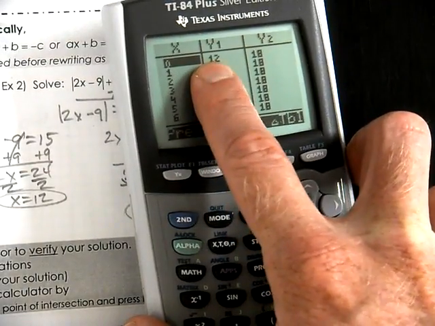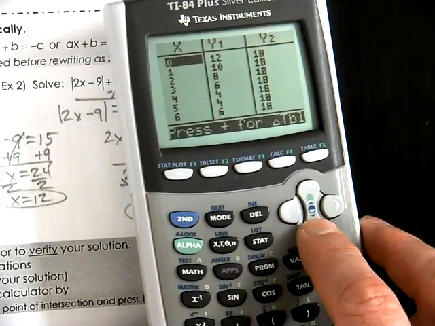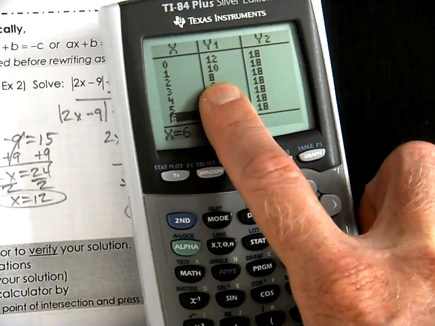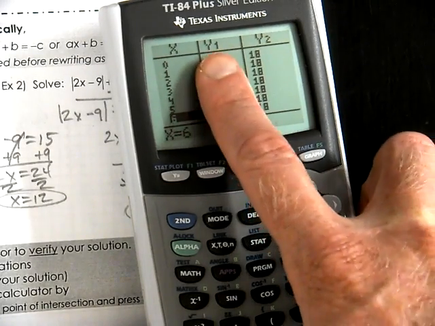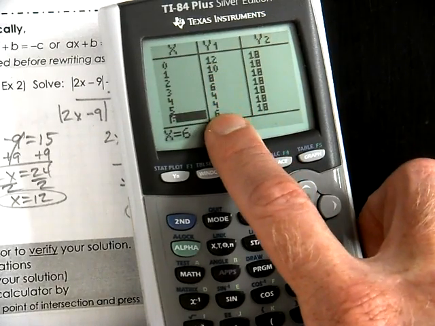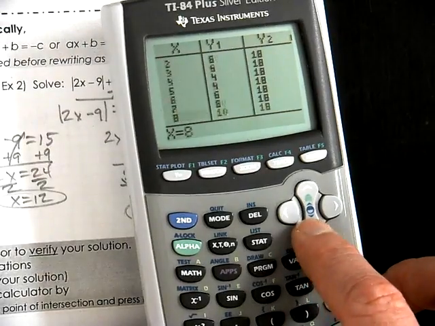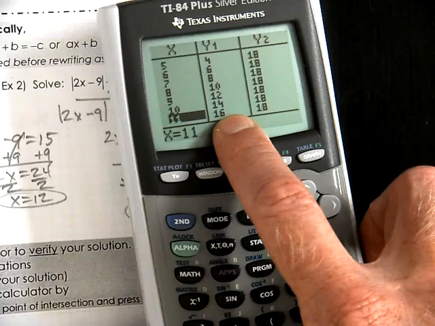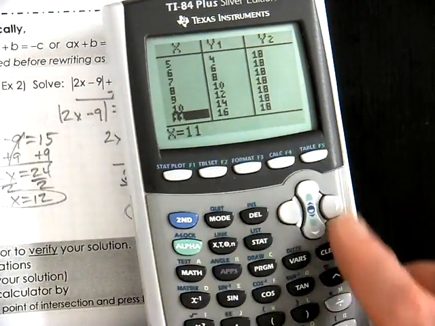When x is 0, the one equation's at 12, the other one's at 18. When you start to scroll down, get larger x's, your absolute value is coming down. Your other equation is still 18. And if you go far enough, the absolute value starts to climb again. The other's always 18.